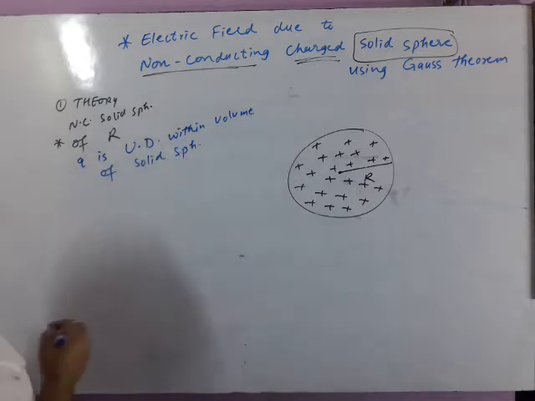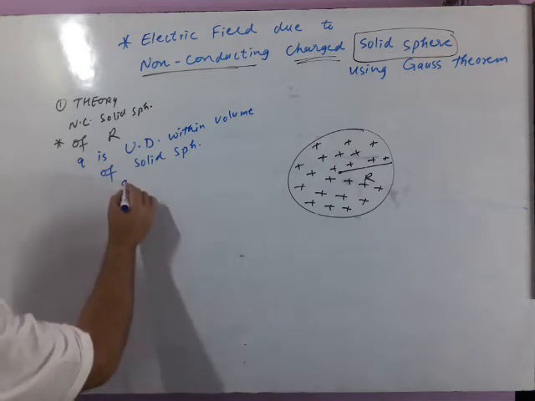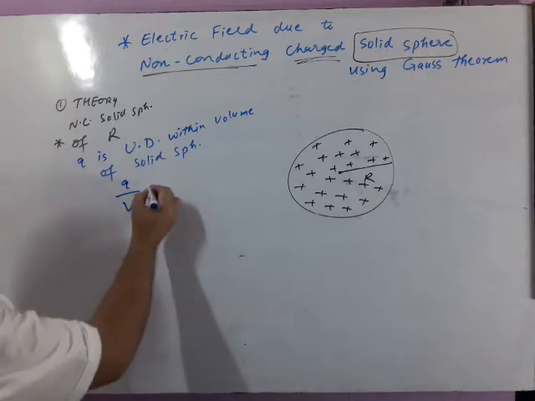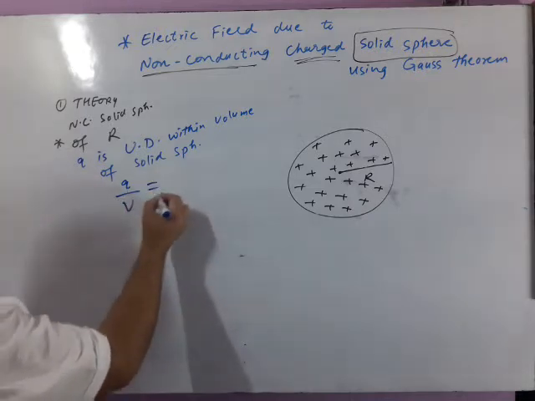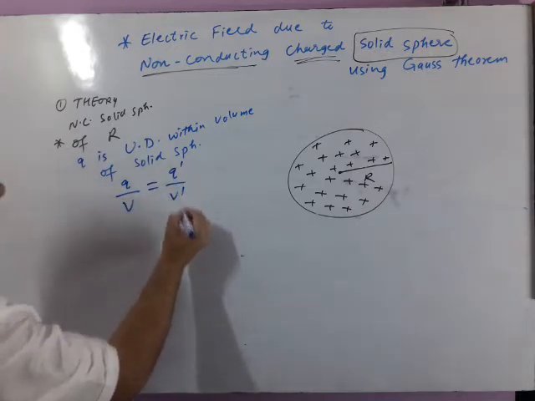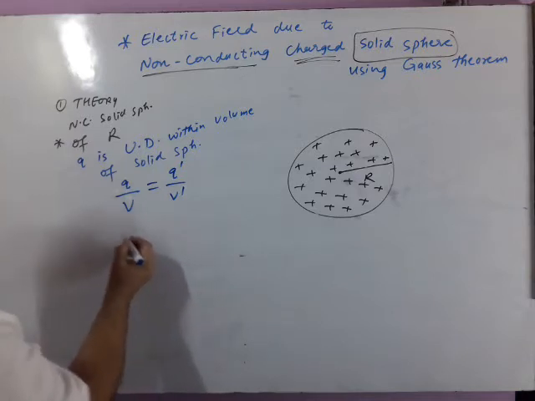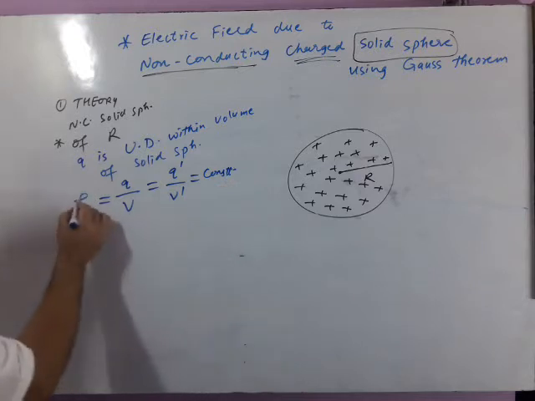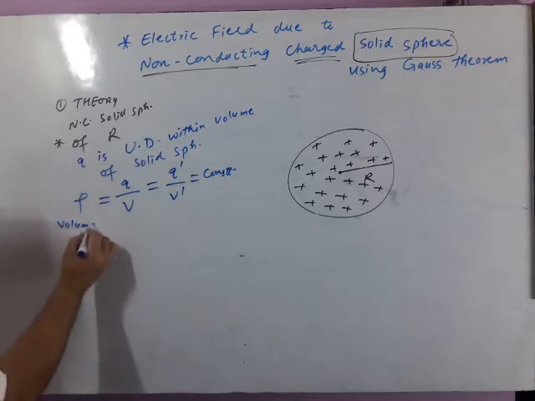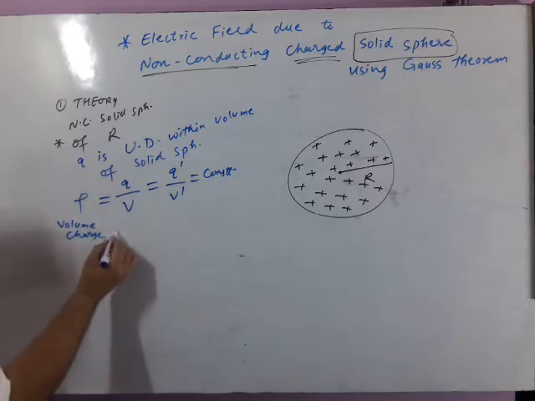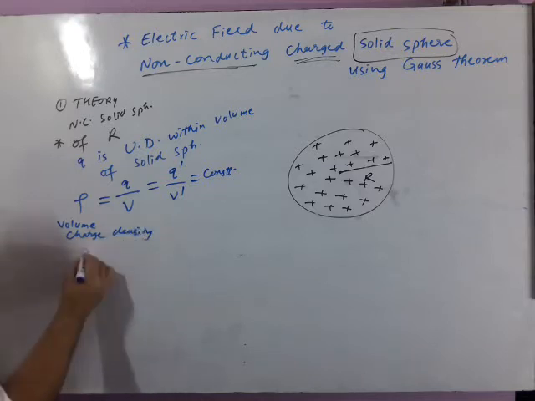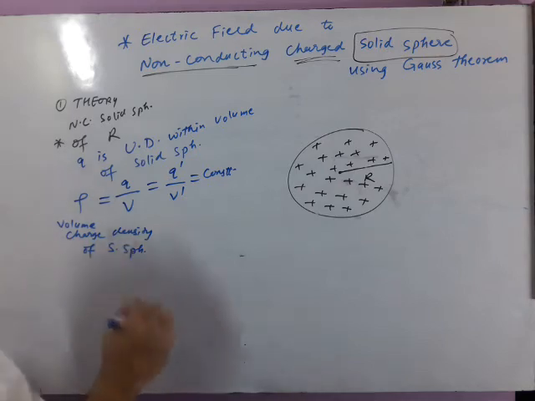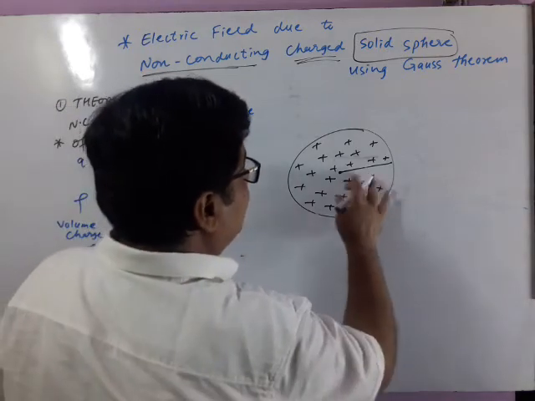As per the uniform distribution rule, total charge upon total volume, this ratio, small charge over small volume, this ratio will remain constant and we call it rho, the volume charge density of the solid sphere. Now focus on it, focus 100%.